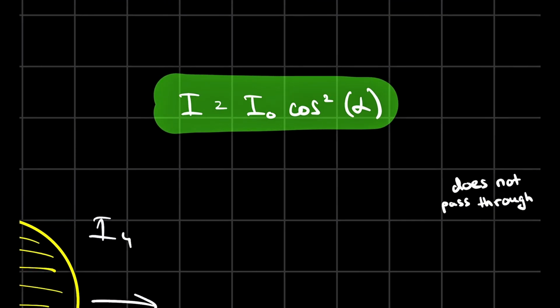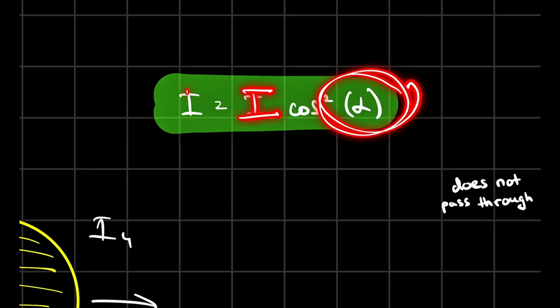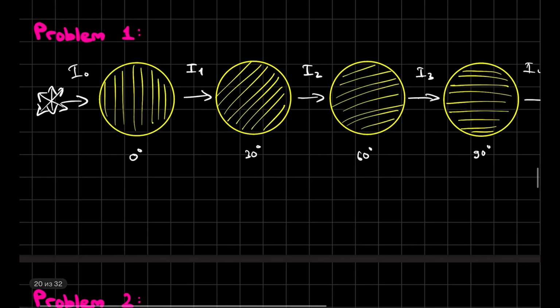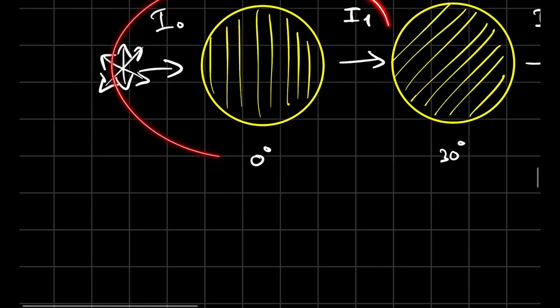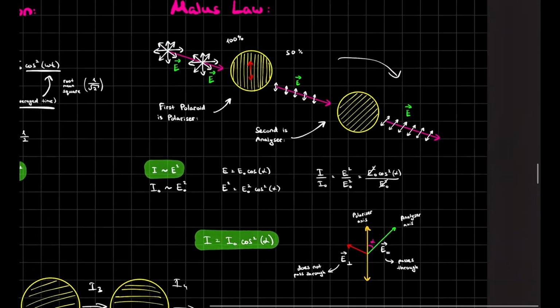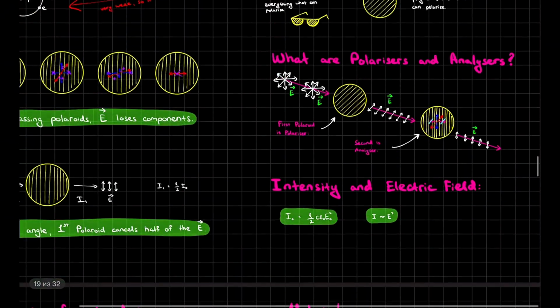However, one thing you need to note: in this formula, I equals I0 cosine squared alpha, each time you need to take not the angles that they are tilted, but their relative angles between the incoming and the outgoing intensity. So for example, for the first one, I hope you remember, it is exactly half.